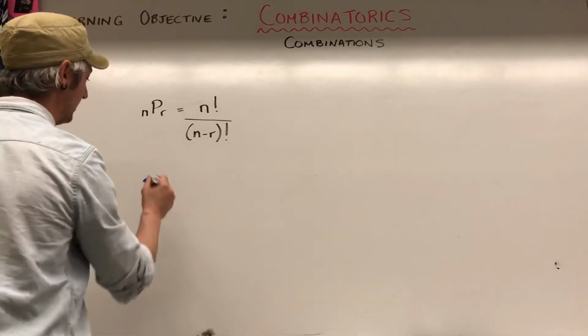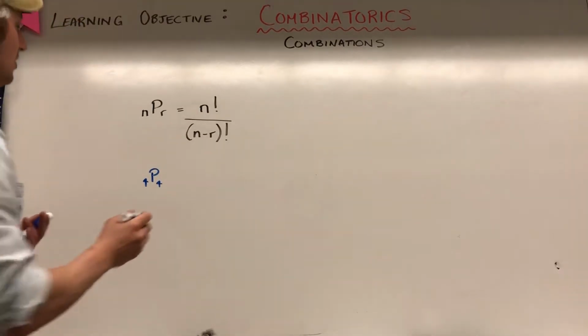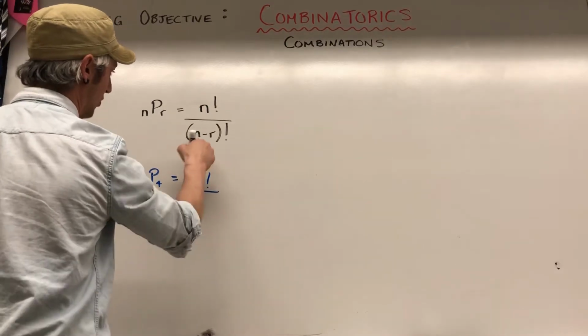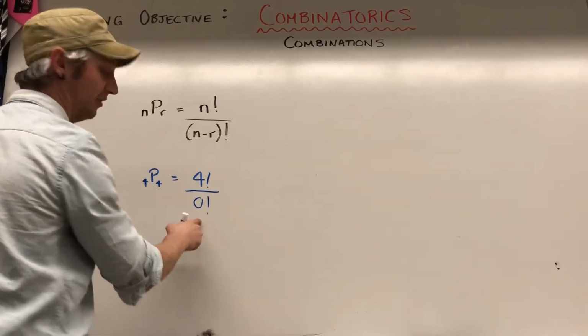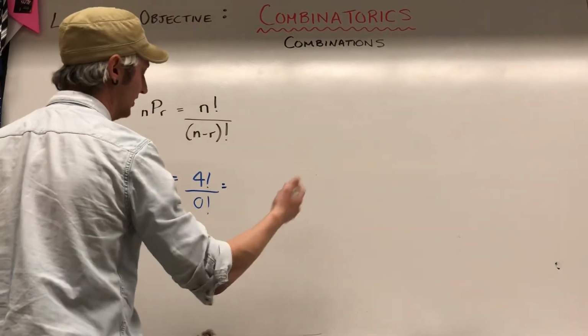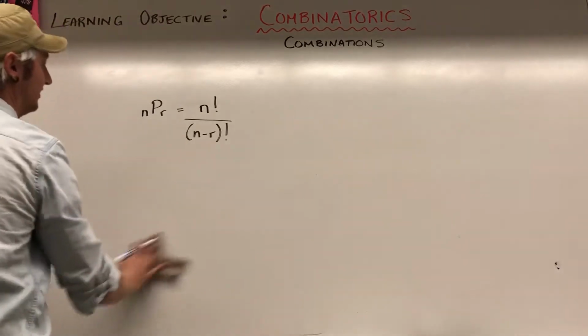I'm choosing from 4 letters, and I'm ordering 4 letters. So this becomes 4 factorial over 4 minus 4, which is 0 factorial. 0 factorial is always 1. And this becomes 4 times 3 times 2. So it becomes 24 ways.